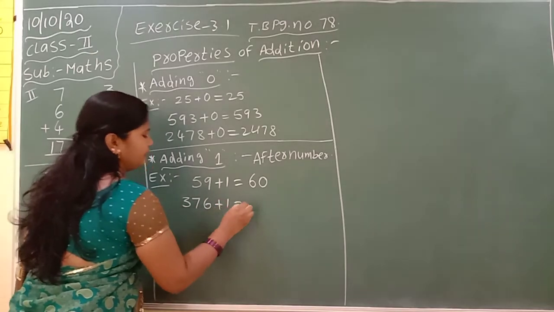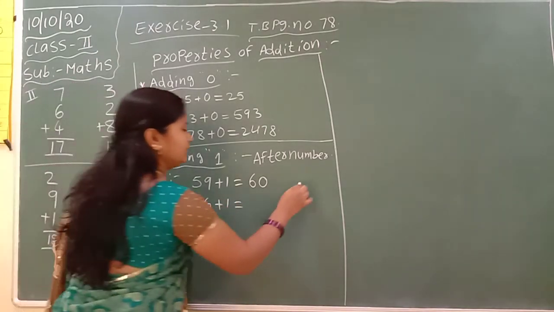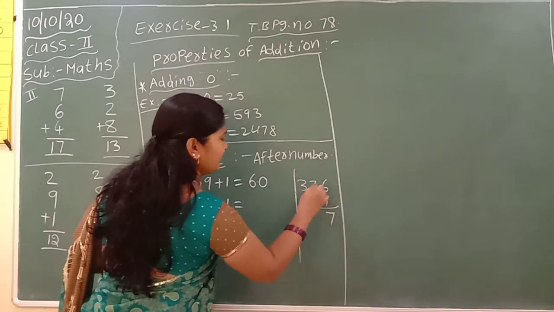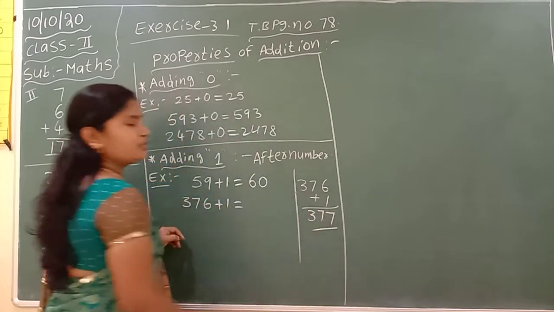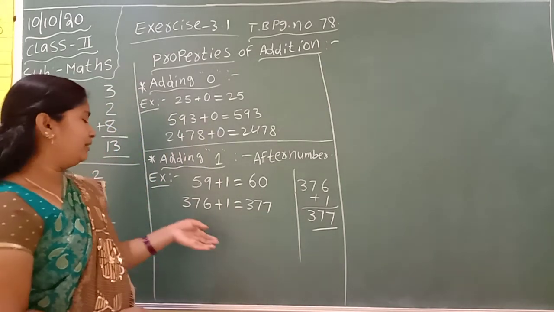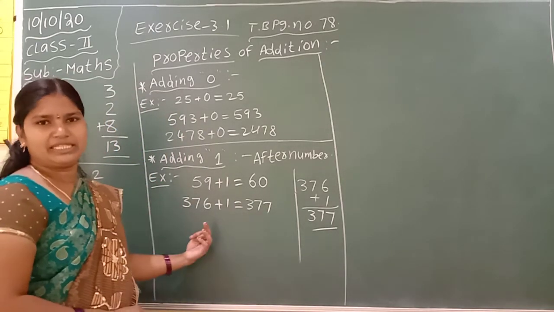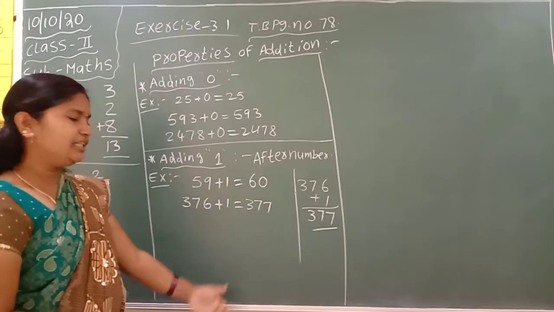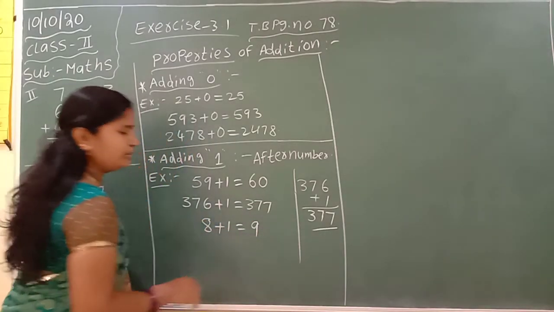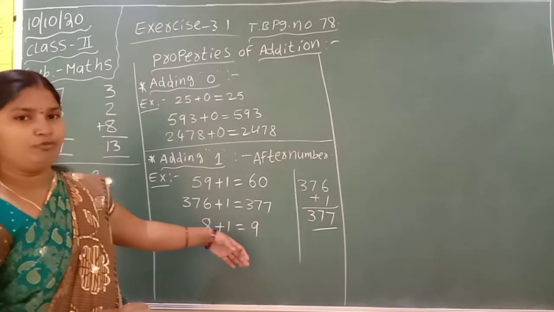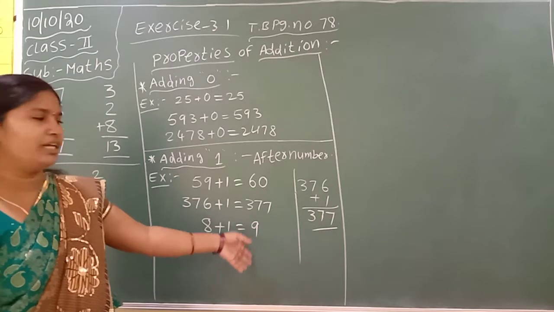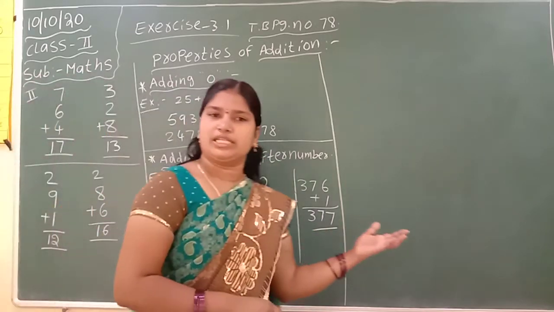Next one. 376 plus 1. What will we get, children? Tell me. 376 plus 1: to the 1's place, 6 plus 1 is 7. The 7 is there, and the 3 is the same. So what is our answer? 377. This number is the after number. After 376 is 377 only. Like this you have to add to any number. For example, 8 plus 1. What number comes after 8? 9. Like this, if we add 1 to any number, we will get just the next number, the after number. It is also called the successor.